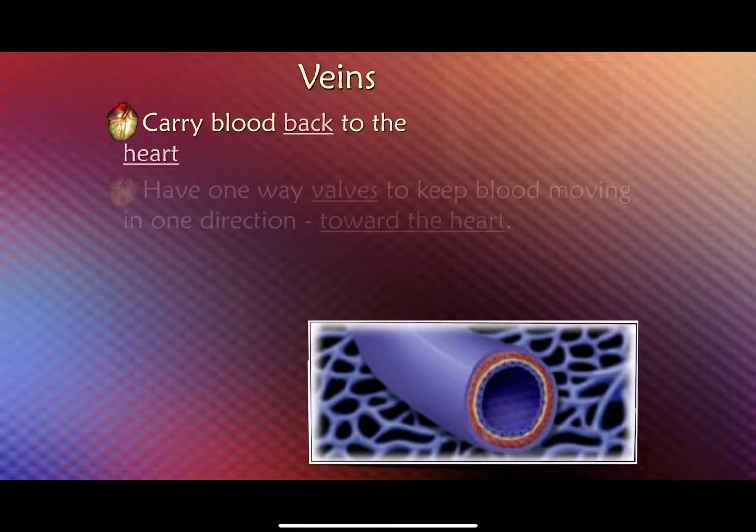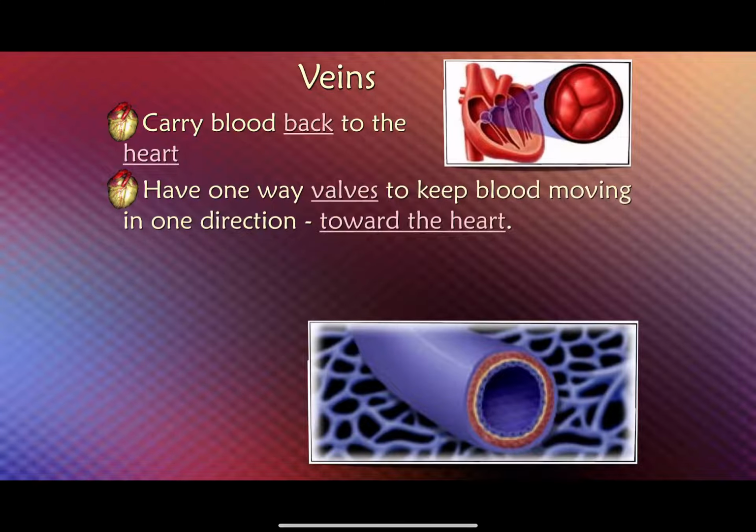Veins carry blood back to the heart. Now, veins are different from arteries because they actually have valves, and these are one-way valves to keep blood moving in one direction, toward the heart. Remember, there are valves in the heart as well, and the same function is to keep blood moving in the correct direction so that it doesn't back up.